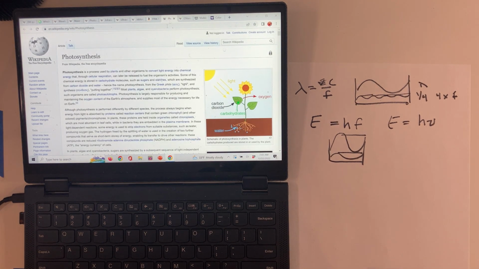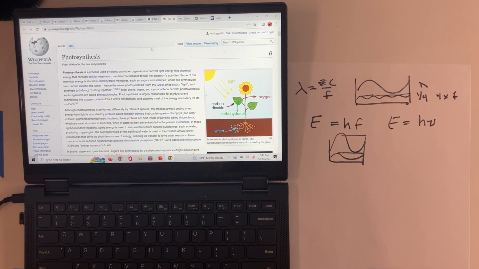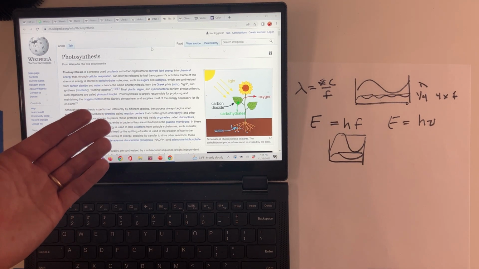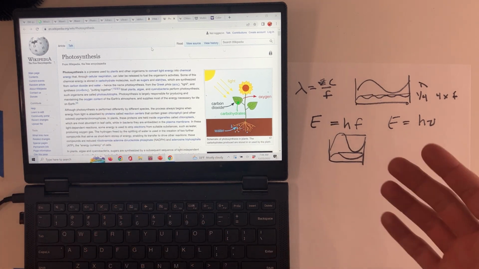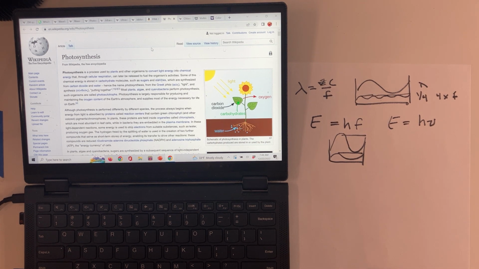Okay, one of the most important photochemical reactions that are out there is photosynthesis, and we're just going to use this as our gateway into the idea, because I think most of us are familiar with the idea that plants absorb light, and when they absorb light, they can convert that to sugar, and then we get to eat them, which is wonderful.